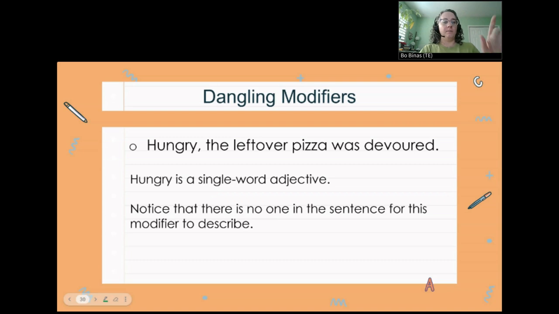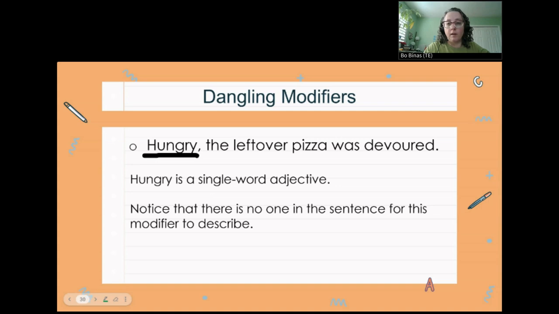Okay. Hungry, the leftover pizza was devoured. So hungry is our modifier that we're looking at. What is that modifier currently modifying? What is that word hungry currently modifying? The way the sentence is written, what's hungry? The leftover pizza. Right. Okay.